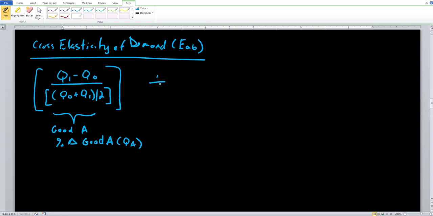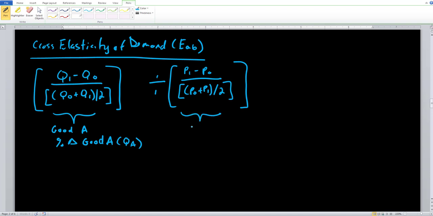Then we want to divide that by our denominator, which is going to be the percentage change in price of good B. We have P1 minus P0 divided by P0 plus P1, divided by 2. Don't forget the brackets. That gives us the denominator right here, and this is once again for good B. So here it's going to be PB. Here we look at the percentage change in the price of good B.